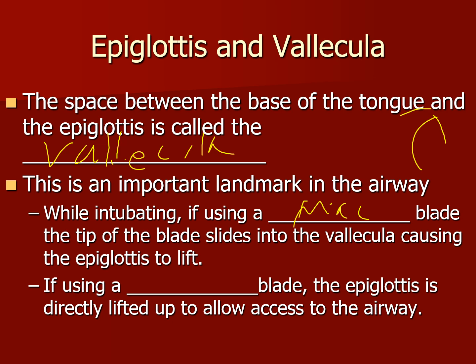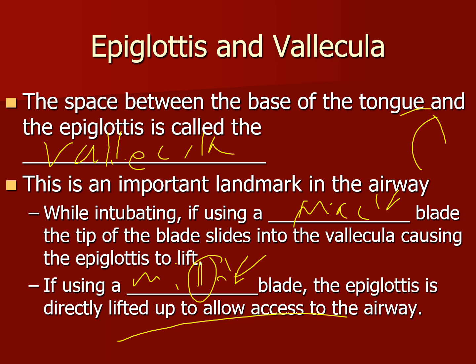And this is where we can use, so this one up here, the Mac blade was curved. This one down here is a straight blade, so it's called a Miller. Just like the L's in Miller, it's a straight blade, and it directly moves or displaces the epiglottis, so that way we can put the ET tube in the airway. So there are advantages to one over the other.